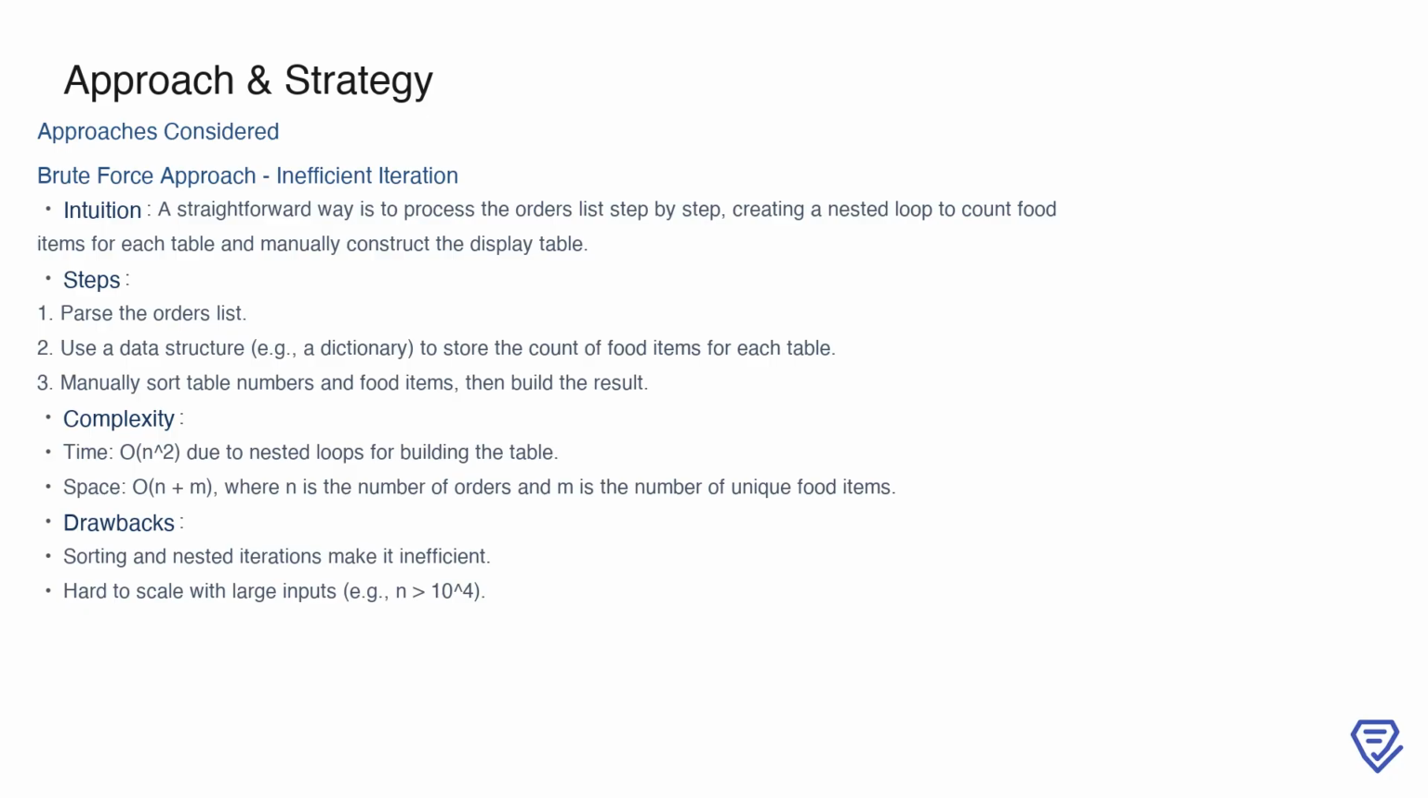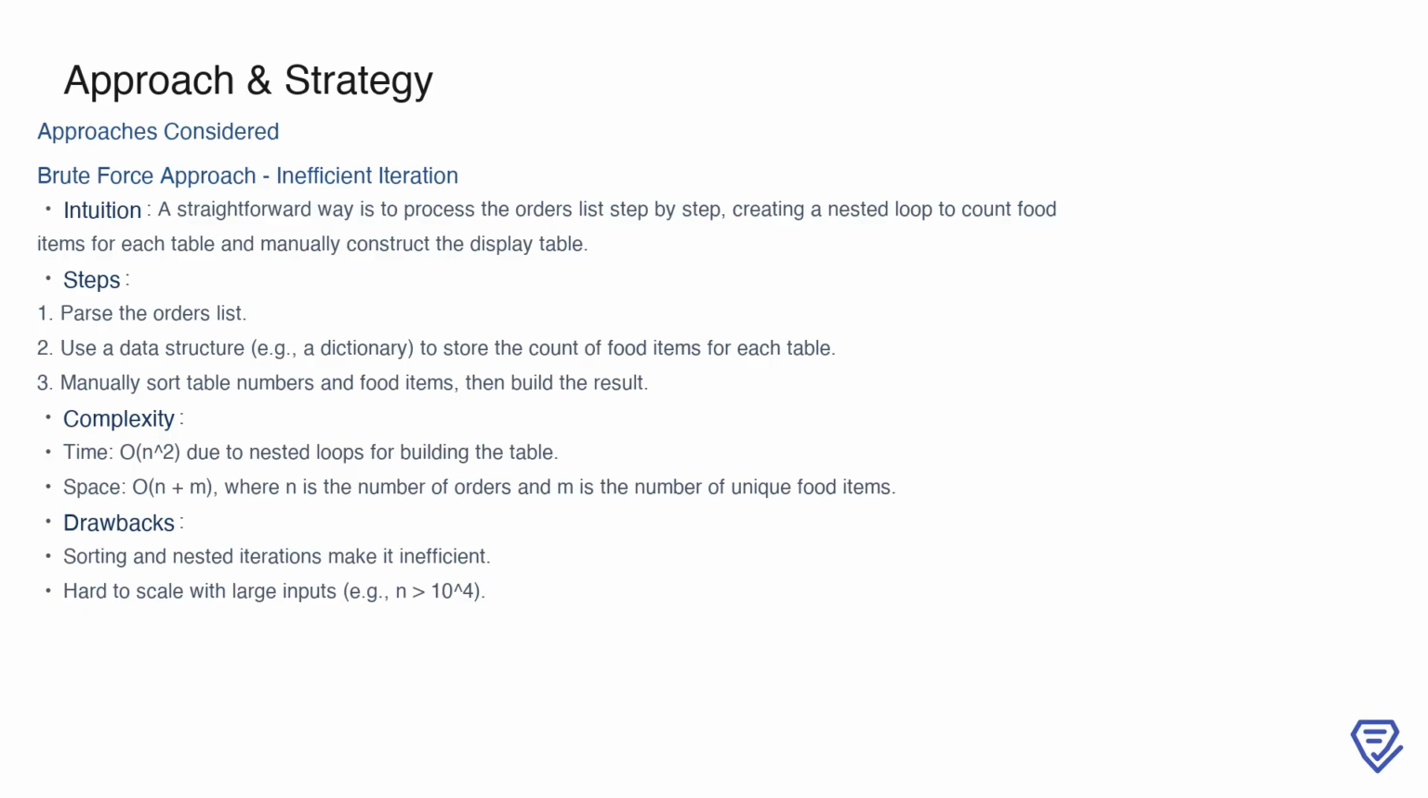The intuition behind this method is fairly straightforward. We process the orders list step by step, manually counting the food items for each table. This involves using a nested loop to iterate through the orders and construct the display table one element at a time. Specifically, we would parse the orders list and use a data structure, such as a dictionary, to store the count of each food item per table. Once all the data is collected, we manually sort the table numbers and food items and build the result accordingly.